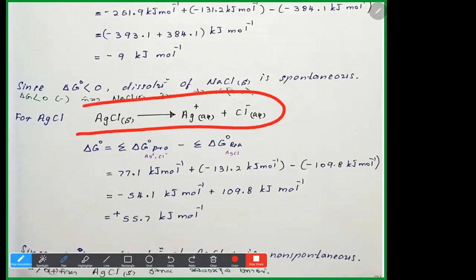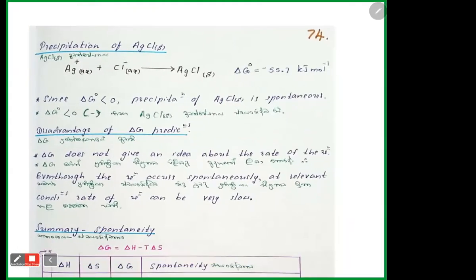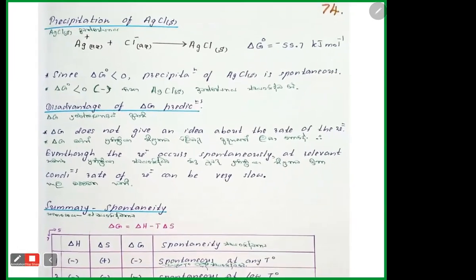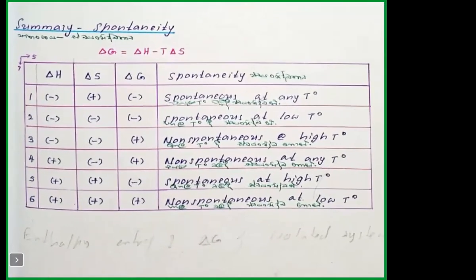Here, the dissociation of AgCl is positive, that is non-spontaneous. So we can say precipitation is spontaneous. We know silver chloride is a good precipitate that we use to identify silver plus and Cl minus in inorganic chemistry. The disadvantage is it doesn't give any hint about the timing, even if it's spontaneous or not.